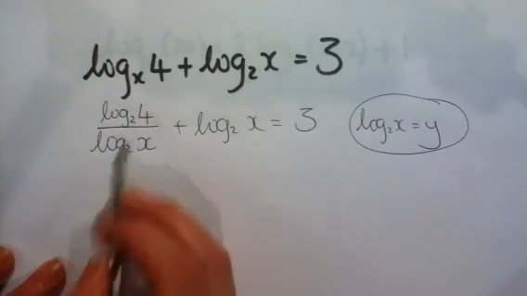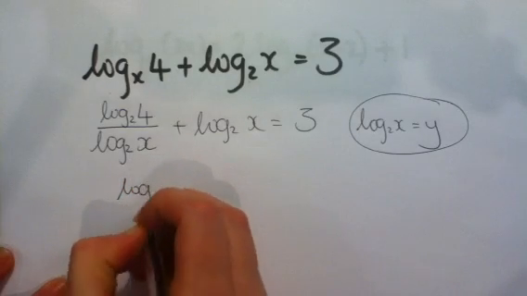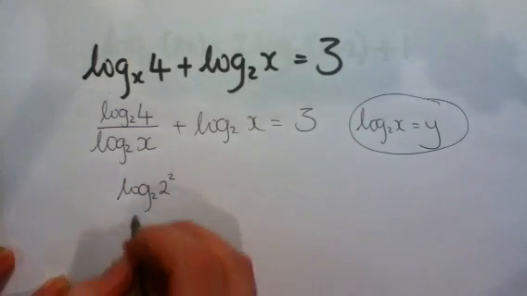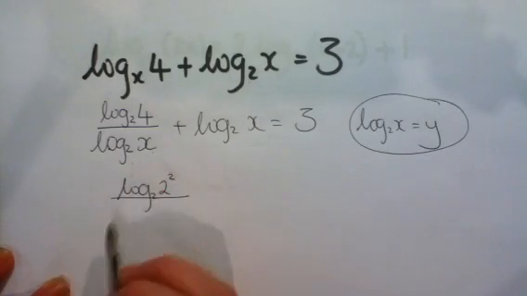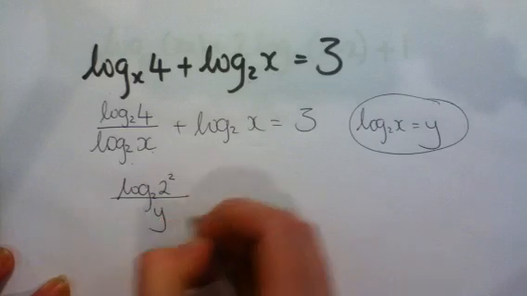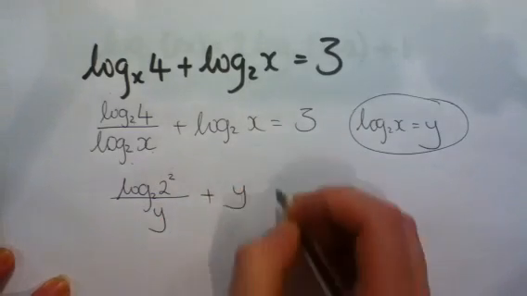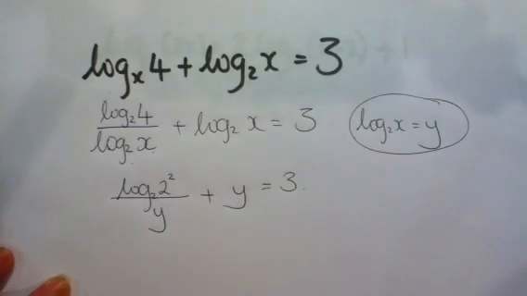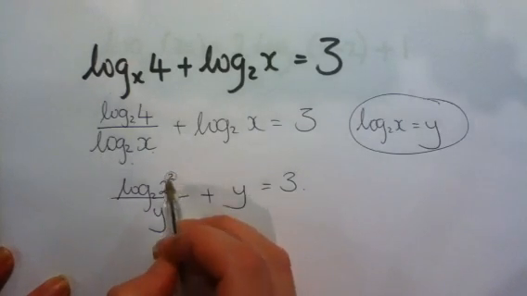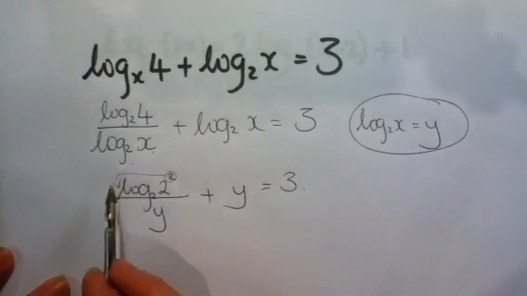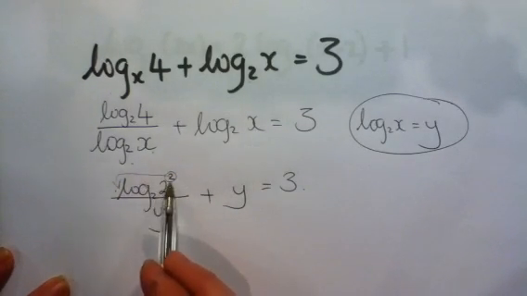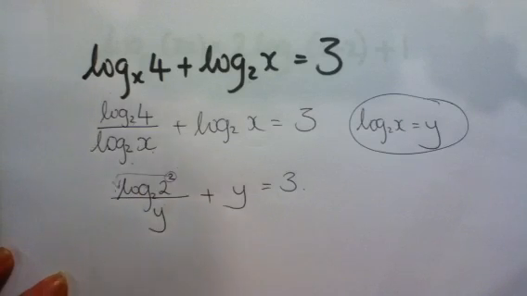So what have we got? We've got log to base 2 of 4. Instead of 4, I'm just going to write 2 squared there. Divided by log to base 2 of x, which I've decided to call y. Add my y equals 3. Now what can I do? I can pull this 2 down here, and then I'll have 2 log to base 2 of 2, and log to base 2 of 2 you should know and recognise straight away as being 1.